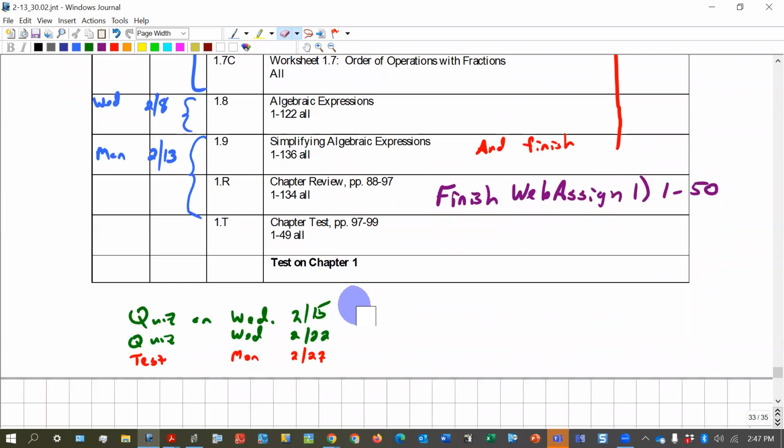And we'll have some quizzes coming up. I think next Monday is President's Day. So we don't have school next Monday, unfortunately. So bring lots of questions on Wednesday, and then when you run out of questions, then we'll start chapter 2 in class.